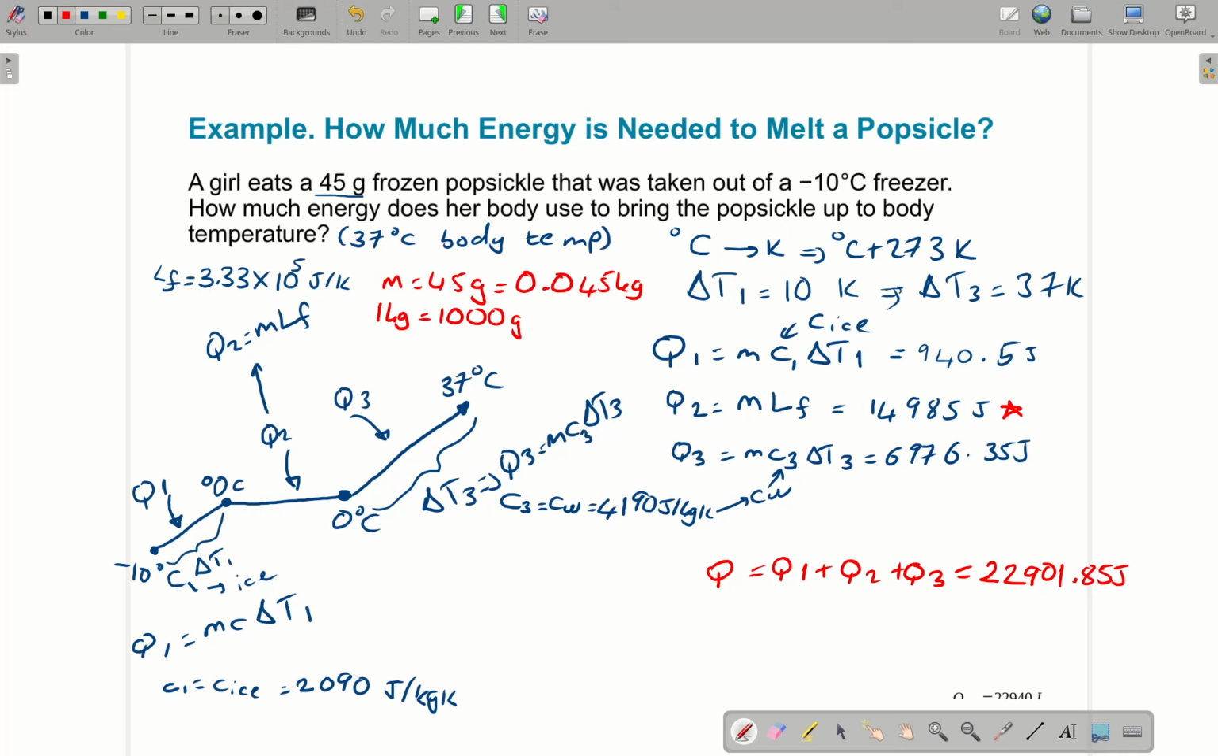22,901.85 joules. So that will be a very involved, harder-end question involving heating up to the melting point, melting, and heating further.